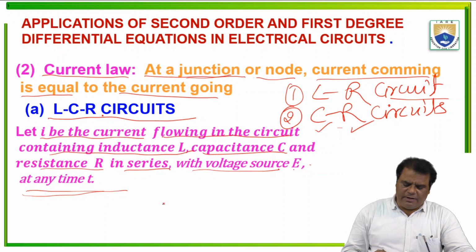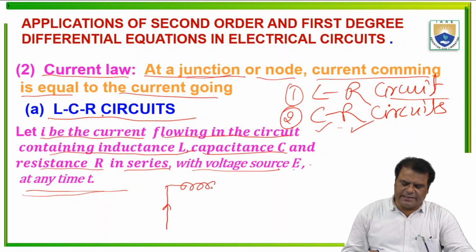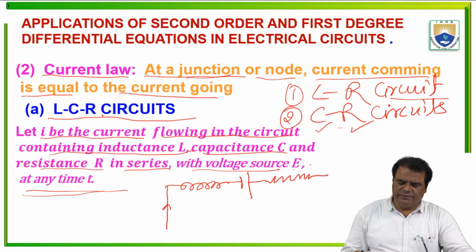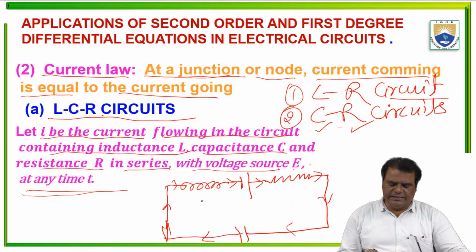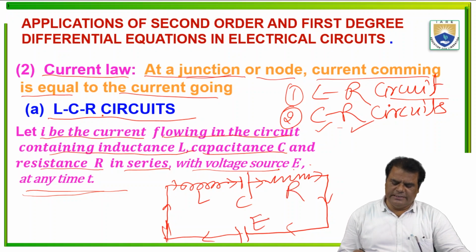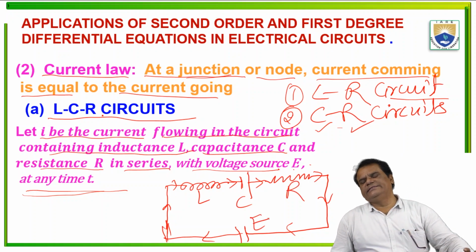So the diagram of this we have already made. This is inductance, and this is capacitance, and this is resistance, and this is E. This is current flow. So this is L, this is C, and this is R, and this is E. This is known as an LCR circuit.